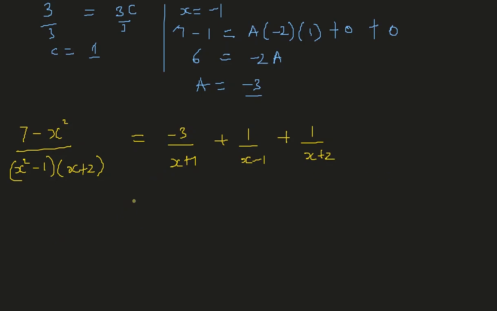We can leave it there, or we can just rearrange like this, minus 3 over x plus 1 plus 1 over x plus 2. And these are partial fractions under type 1. We shall look at other types in the next videos.